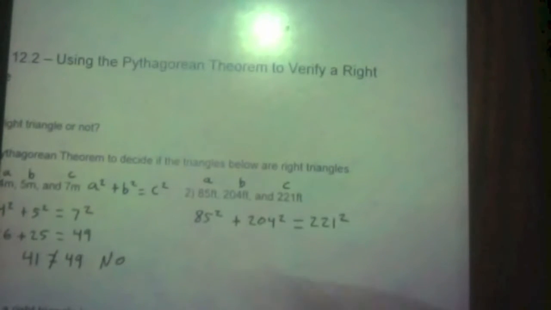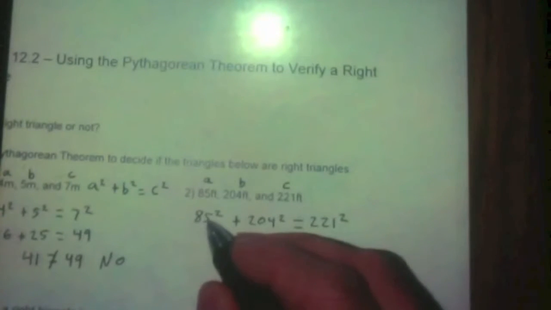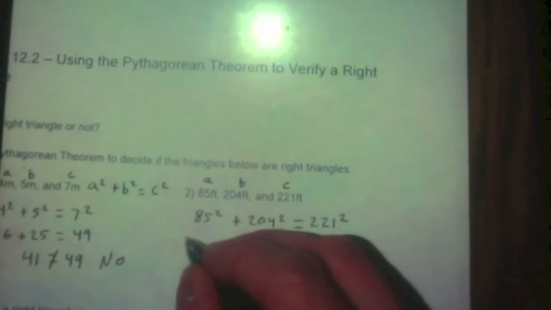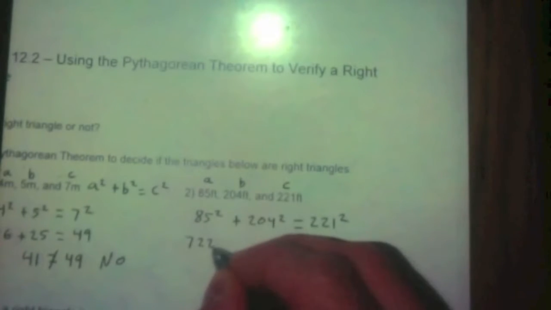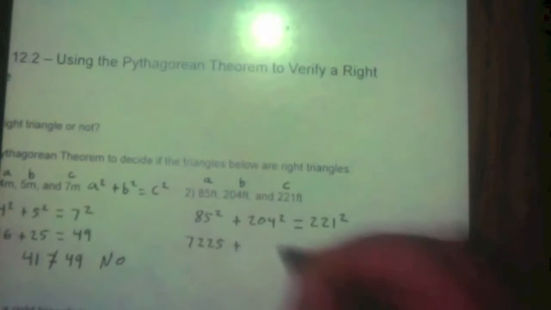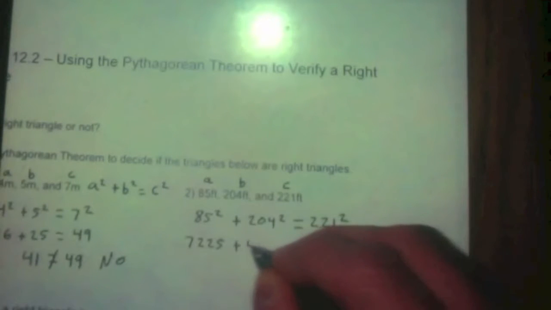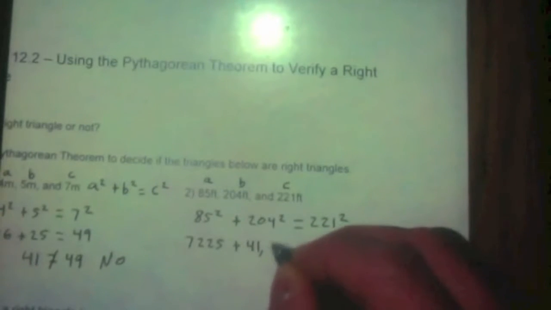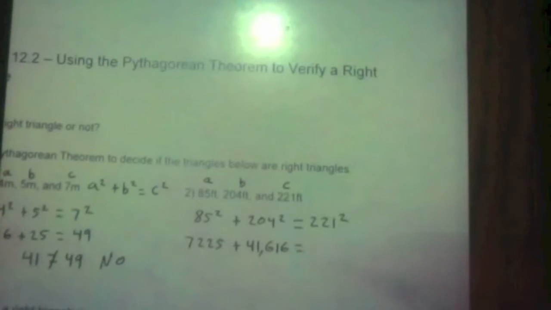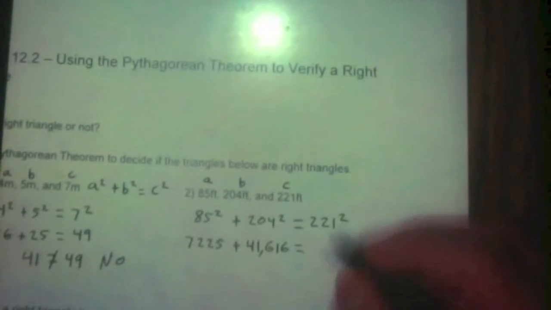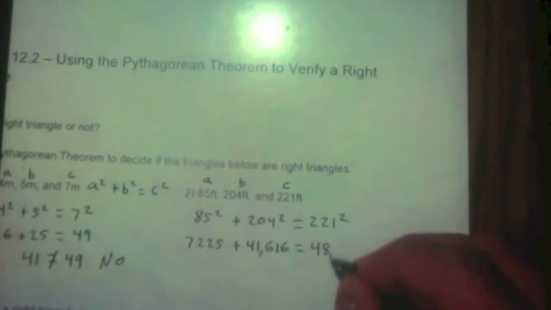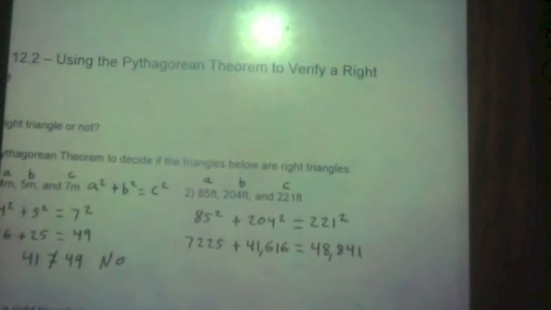All right? So we start doing the math on that. And since I worked this out ahead of time for you guys, 85 to the power of 2 is 7,225 plus 204 to the power of 2 would come out to 41,616. And 221 to the power of 2 is 48,841. All right? So we're just going to add these two together.